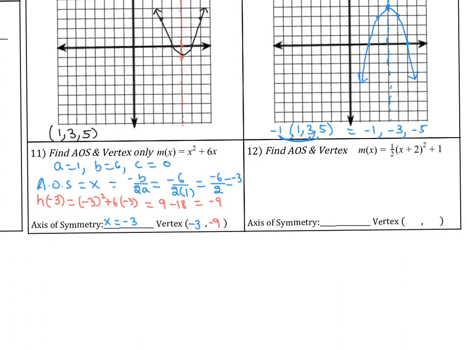For number 12, you compare it with the vertex form where h comma k is going to be this point and this point. So h is negative 2, k is 1, and that is your vertex. Axis of symmetry is x equals h, and in this case is negative 2. So axis of symmetry is x equals negative 2 and vertex is negative 2 comma 1.